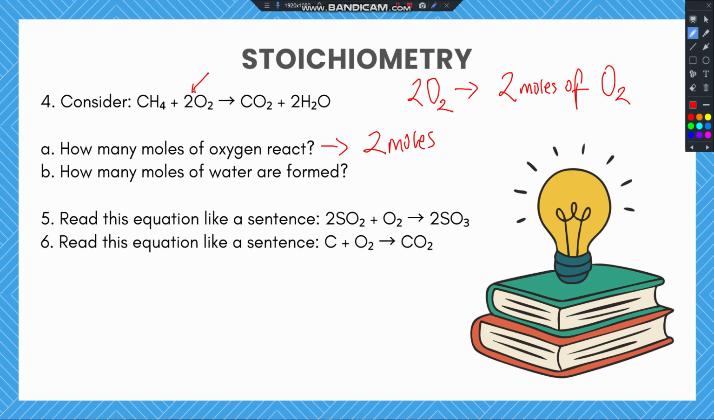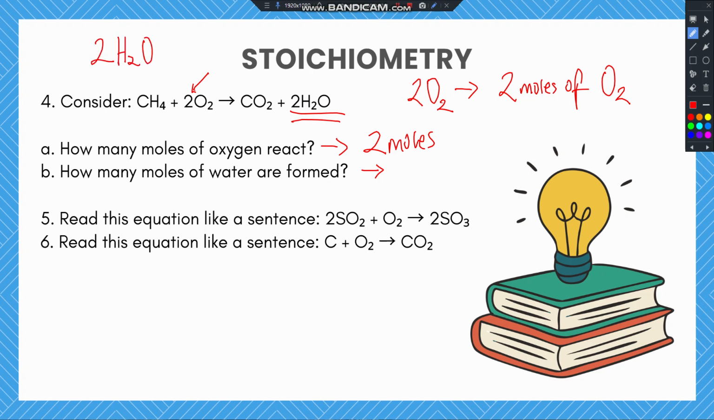And then secondly, we have, how many moles of water are formed? Let's identify water. From the chemical equation, we have 2H2O on the far right. So let's identify it. H2O with a number 2 standing in front.